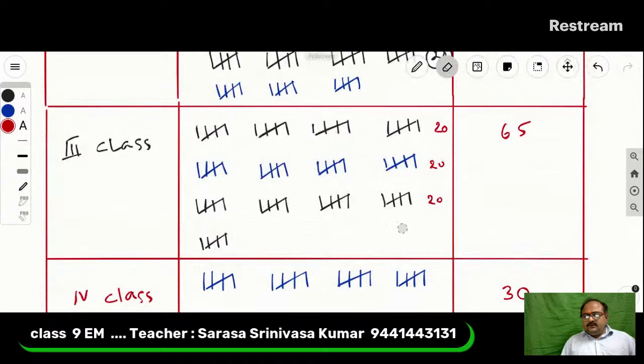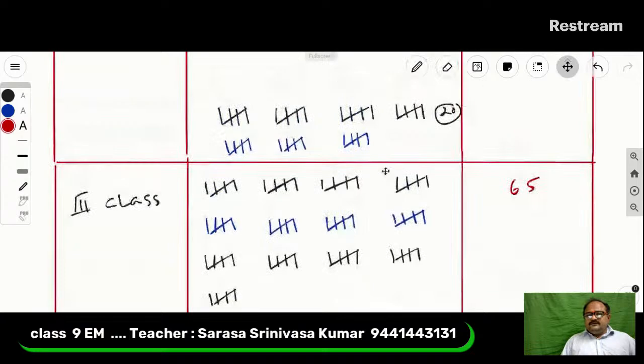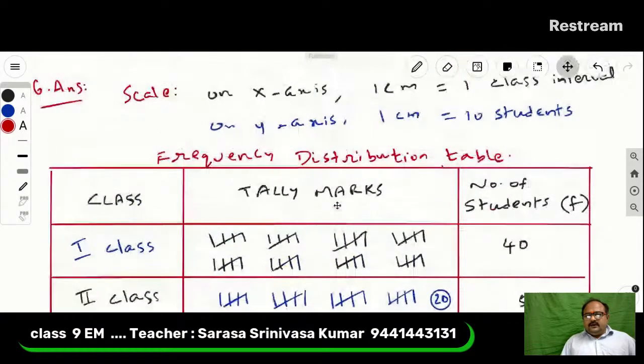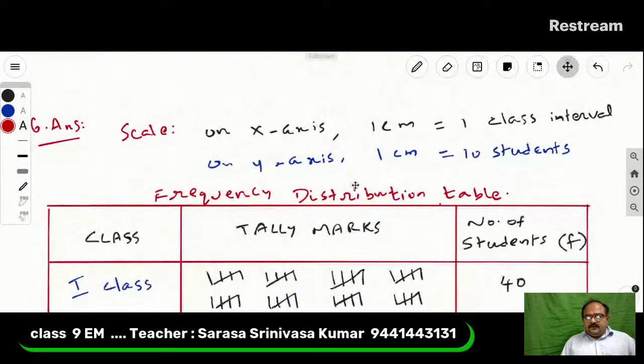In this problem, they have asked to prepare the frequency distribution table, and we should write the scale also. Scale on x-axis: 1 centimeter equal to 1 class interval, and on y-axis: 1 centimeter equal to 10 students. This is how we should answer this question.